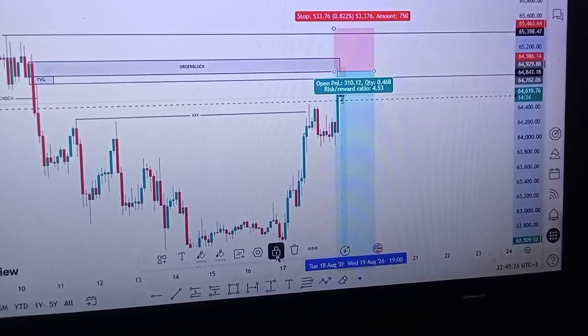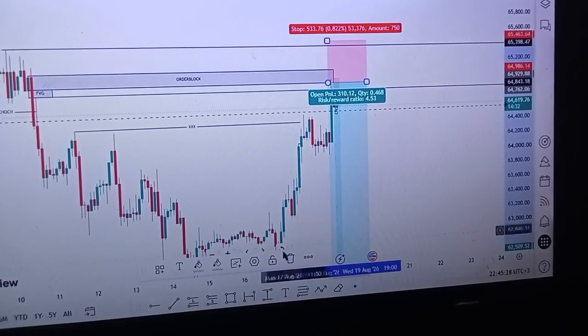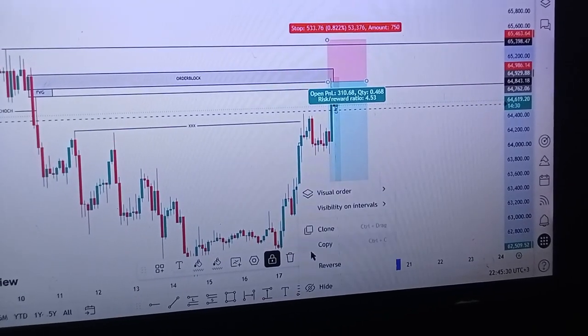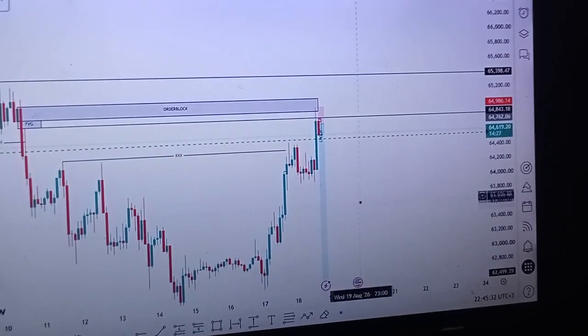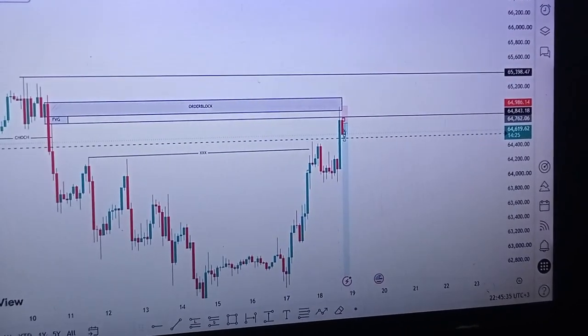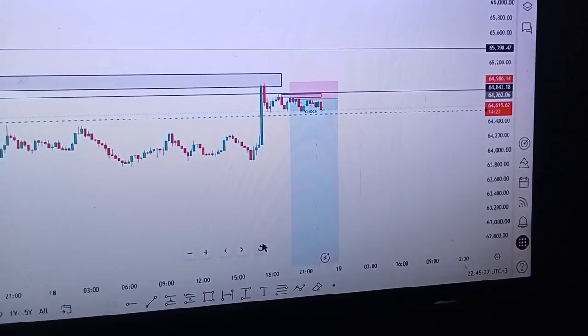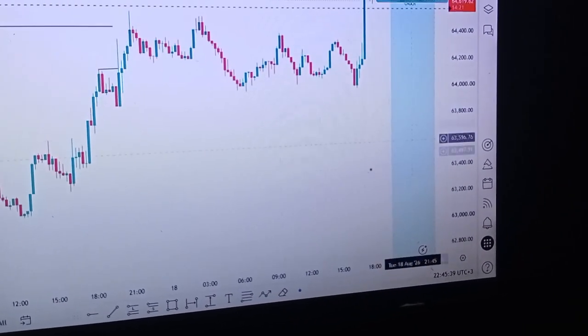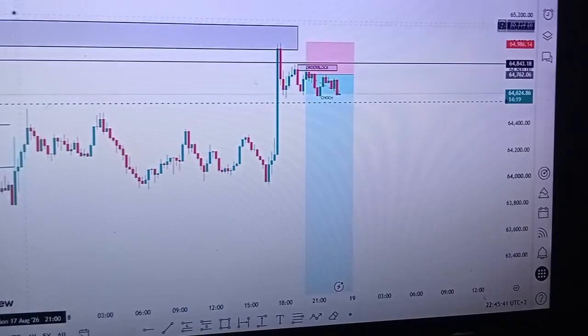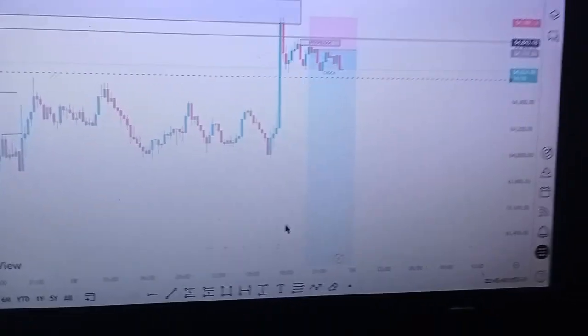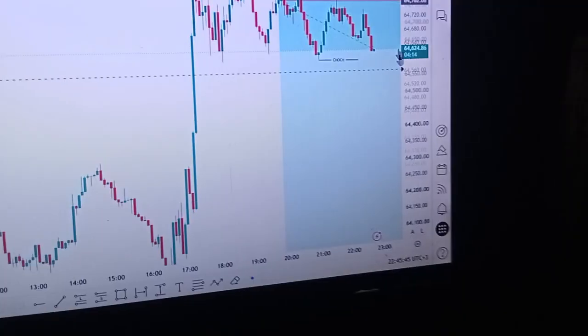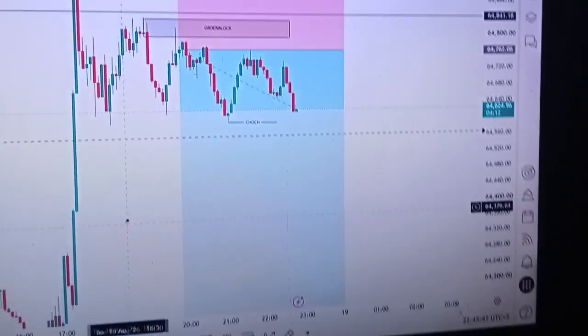So what I did is look for another setup. Let me just hide this. I had to look for another setup, which I got a few hours ago, like 2 hours ago. This is another setup that I got, though the market is just consolidating right now. And let me just explain why I took the trade.